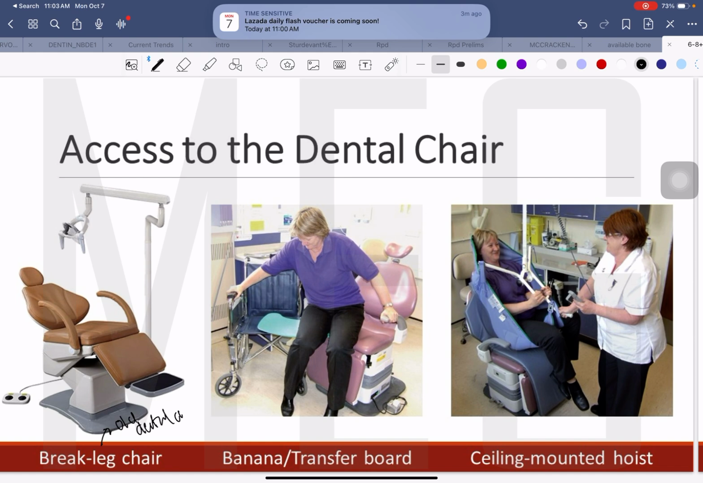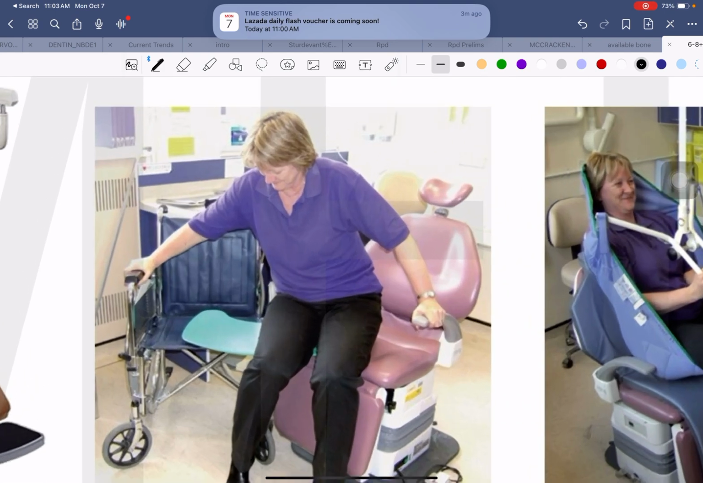As you can see, patients who are having a problem when it comes to transferring from their wheelchair to the dental chair, the break leg chair is easy for them to go to the dental chair. Kasi nga, nakababa na. So, one of the Japanese units, they use mostly the break leg chair. Then you can use the banana transfer or transfer board.